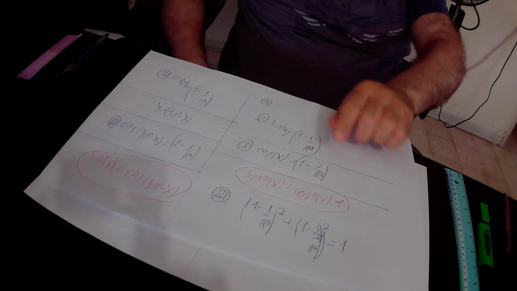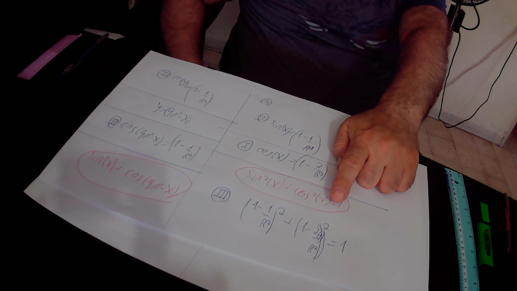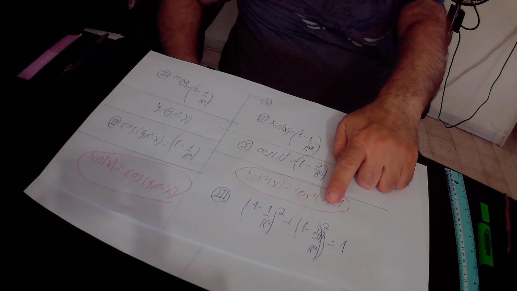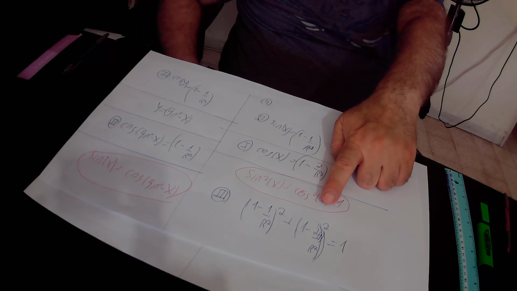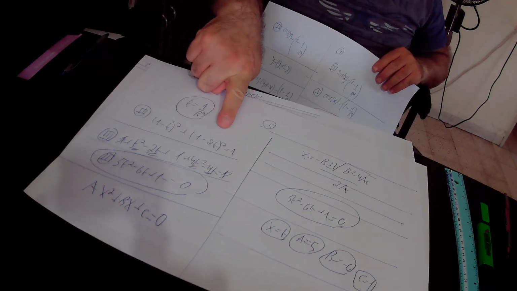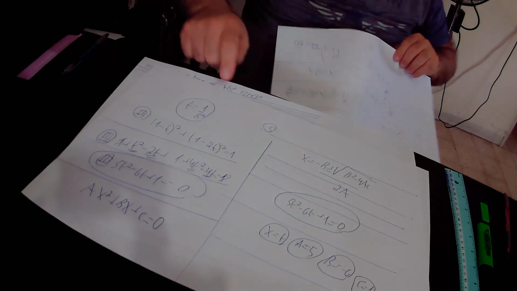And we have also 1 minus 2 times 1 over r squared. So it is 1 and minus 2, and 1 over r squared is t. So in total, this expression will be equal to 1 minus 2t squared. Here we have 1 minus 2t squared, and it equals 1.